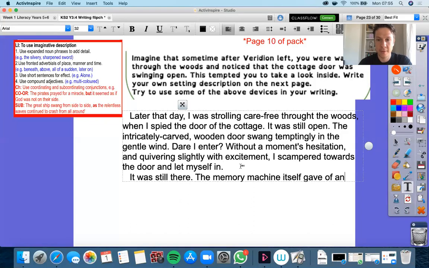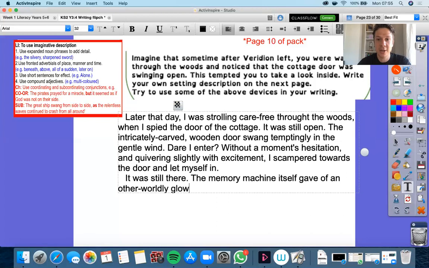gave off. Now when we think of a setting description, we need to think of what it looks like, what it sounds like, maybe even what it smells like, what it feels like. So I'm going to go for the memory machine itself gave off, and I always think it's almost like it's from another planet. So I'm going to go for otherworldly glow. Like it's glowing so much, it's almost like it comes from another planet. That's my compound adjective I'm really proud of. The memory machine itself gave off an otherworldly glow.